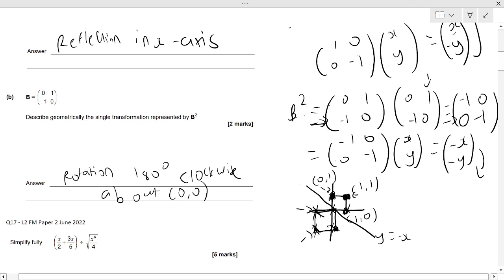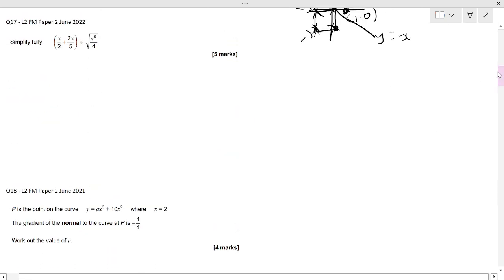Hopefully it made sense. This is quite a hard, very hard topic in my opinion. If you do struggle, you might find some benefit in just memorizing them. It's up to you, because you should be able to spot this as a rotation of 180 degrees if you memorize it, the B squared matrix anyway. But that's how you derive it, by looking at how the unit square transforms, in particular how the points on the vertices of the square transform. Okay, question 17.